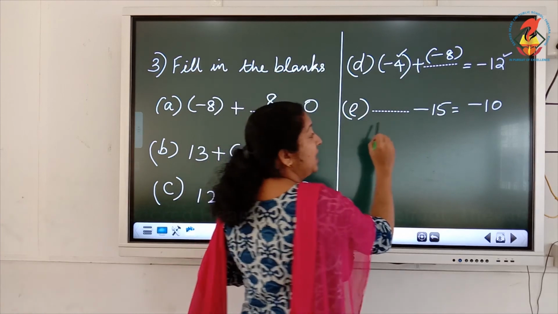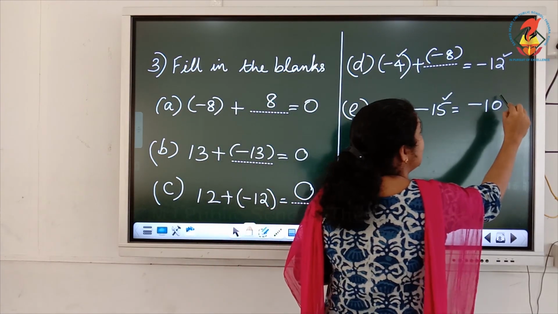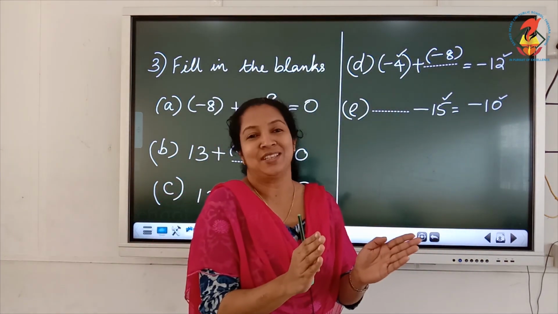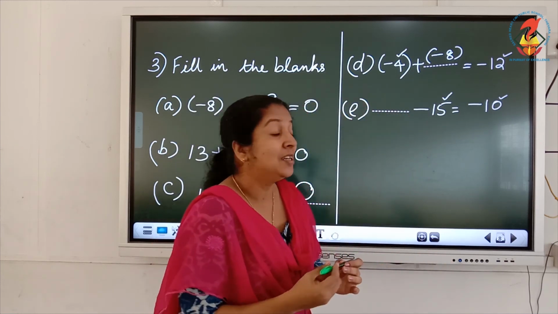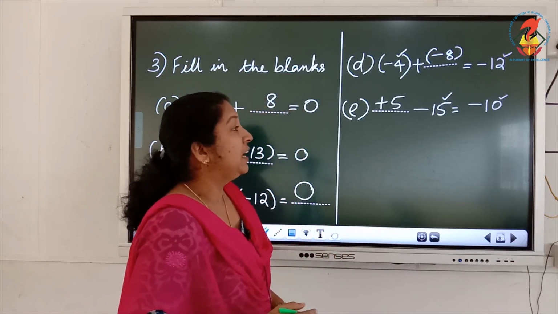Next, dash minus 15 is equal to minus 10. Here the value is decreasing. 15 becomes 10. So, the sign should be different. So, minus 15 plus what gives minus 10? Plus 5. Minus 15 plus 5 will give minus 10.